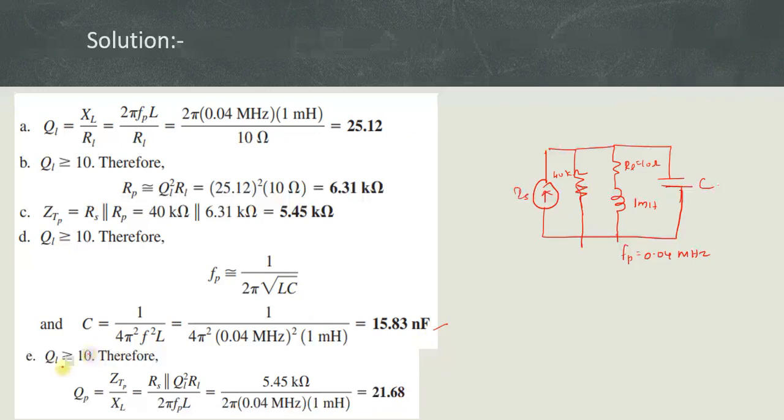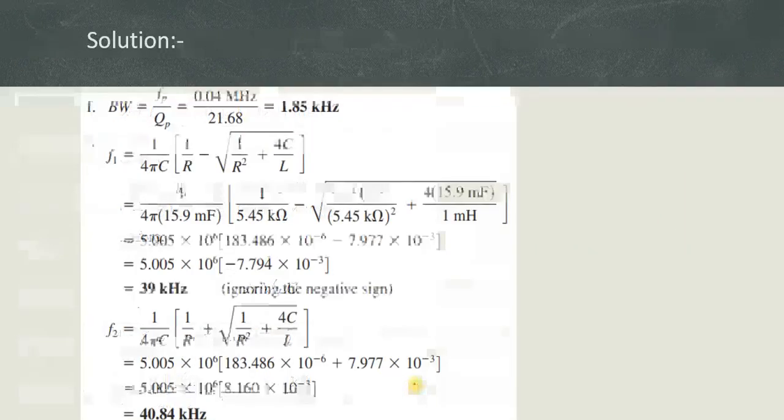Okay, so if the quality factor of the coil is greater than or equal to 10, then QP is equal to ZTP divided by XL. ZTP is nothing but the combination of RS in parallel with QL square into RL. It is the formula, just remember it. Substitute all those values and simplify. QP is around 21.68. Got it? So now I move on to find the bandwidth of the corresponding problem. Bandwidth equal to Fp divided by Qp, so the final value is around 1.85 kilohertz.